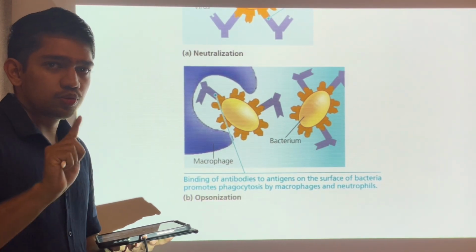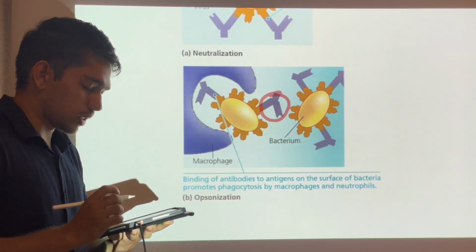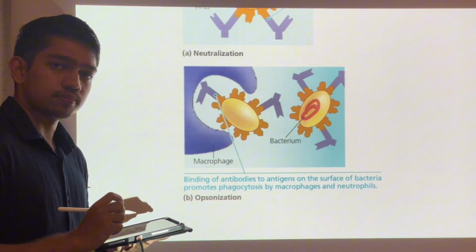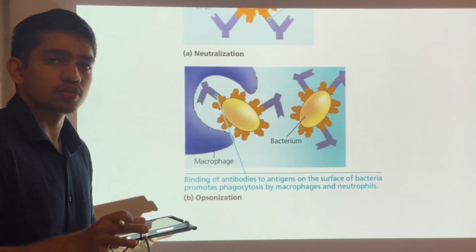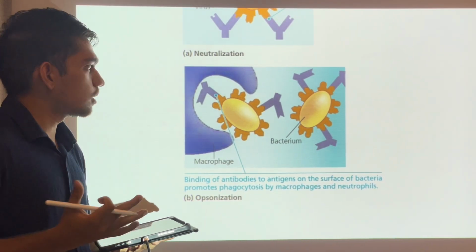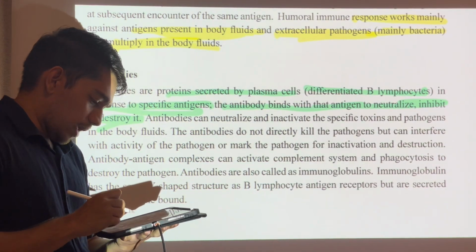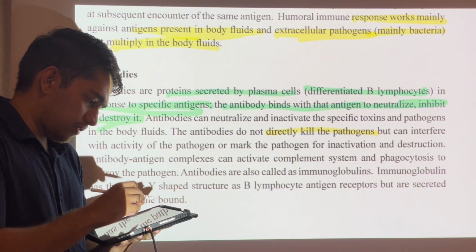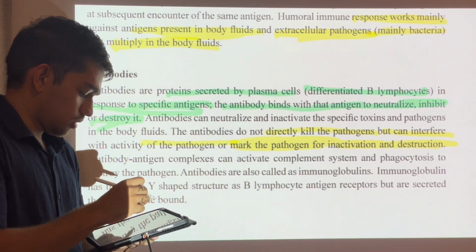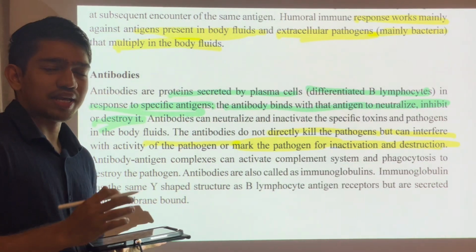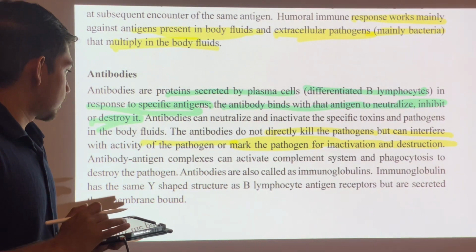This cell is good for phagocytosis. An antibody bound to a pathogen cell, in this case a bacterium, is like an invitation for a macrophage or a neutrophil to come and phagocytose it, eat it. That is the other function of an antibody. It's mentioned here: it does not directly kill the pathogens, but it can interfere with the activity of the pathogen or mark the pathogen for inactivation or destruction. So that's what I mentioned: it can make the pathogen look tasty to other phagocytic cells.